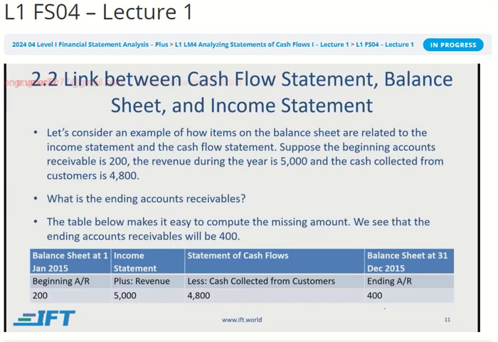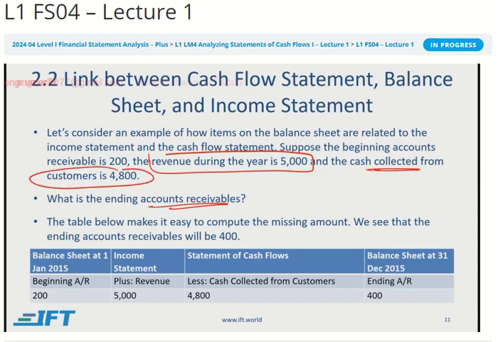So let's work through it together with another example. Here we're going to be looking at the change in accounts receivable versus the sales, the revenue during the year, to see how you can come to the cash collected from customers amount. So let's consider an example of how balance sheet items are related to income statement items. Why balance sheet? Because accounts receivable is from the balance sheet. Why income statement? Because sales or revenue is from the income statement.